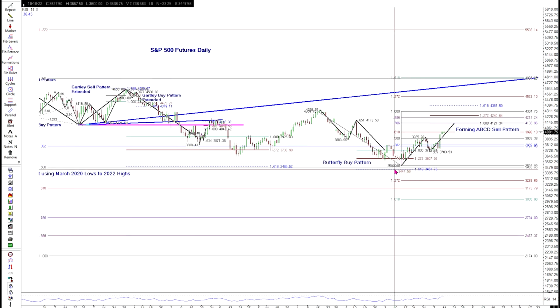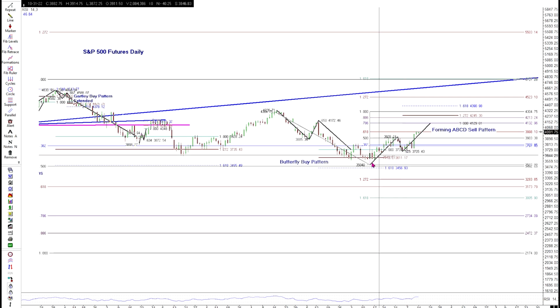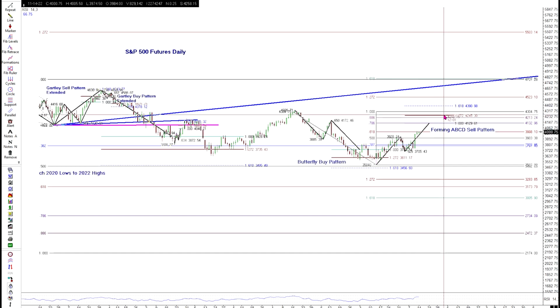So let me give you a little bit of a close-up here. So now I'm monitoring this potential ABCD Gartley sell pattern. And what that is, when you get one leg up, you get a retracement that does not exceed where the start of that pattern is, which would be down here at this low, and then you get a second leg that is equal to or extends, usually by a Fibonacci ratio of 1.27, 1.618, and that forms this sell pattern.